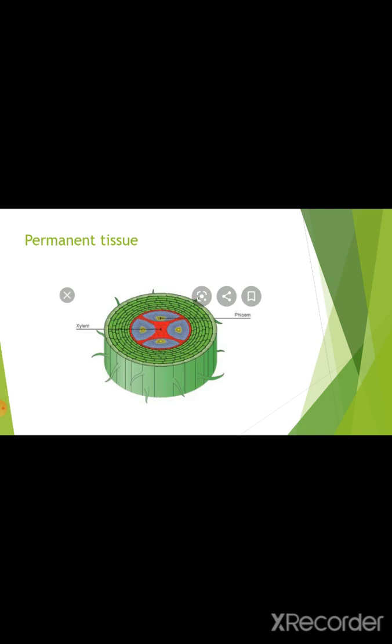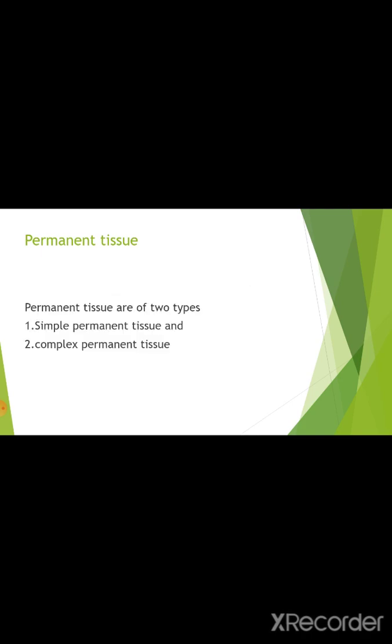These tissues form the bulk of the plant body. They are present in all the parts of a plant except the meristematic regions. Permanent tissues are of two types: simple permanent tissue and complex permanent tissue. Simple permanent tissue.